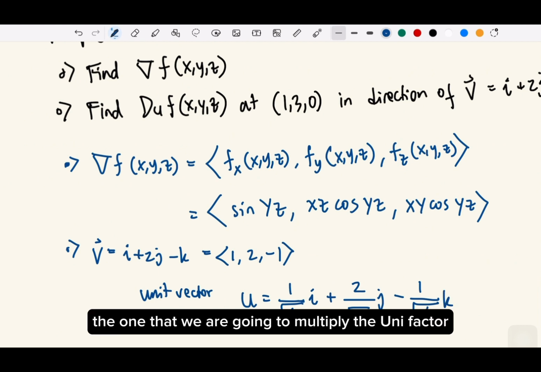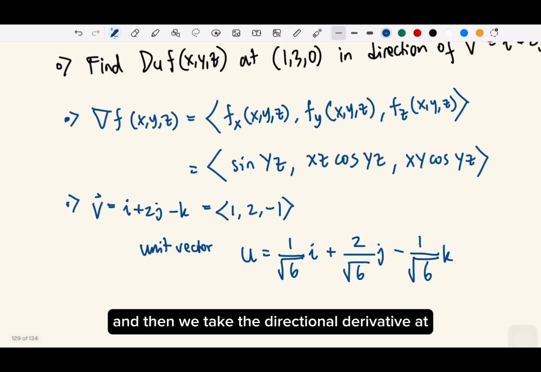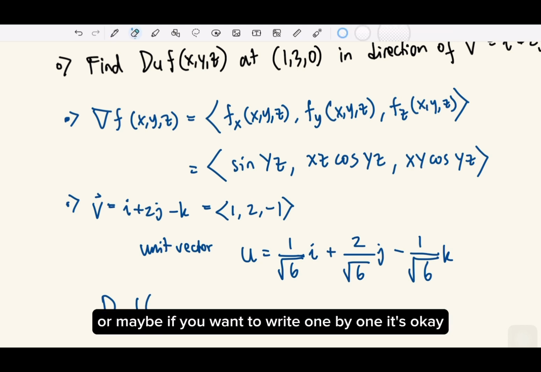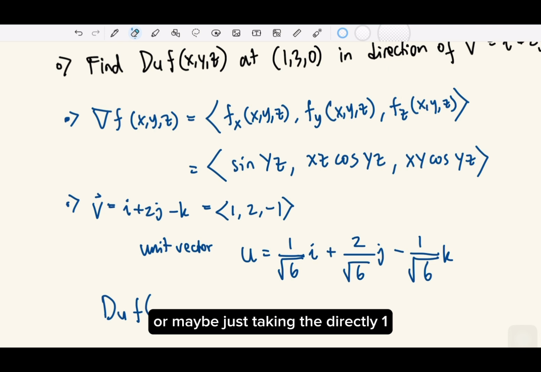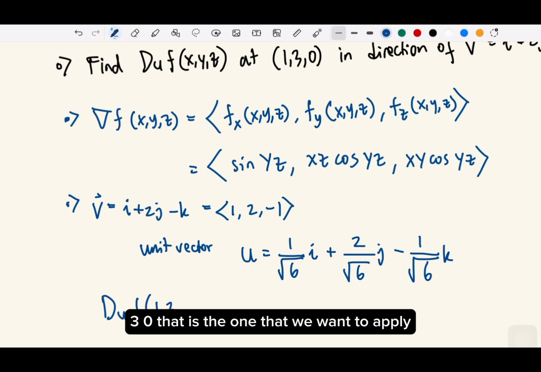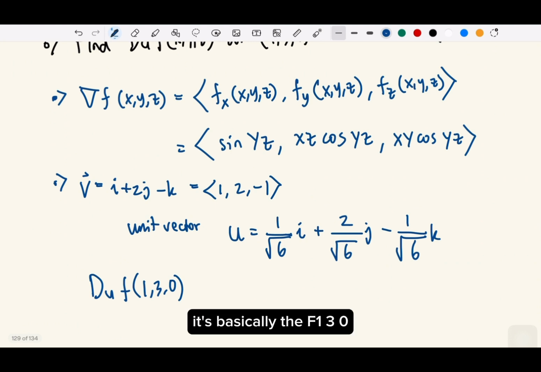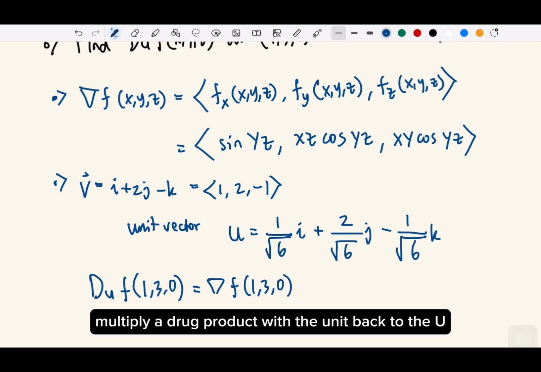The one that we are going to multiply is the unit vector. And then we take the directional derivative at (1, 3, 0), that is the one that we want to apply. It's basically del f at (1, 3, 0) multiplied, or dot product, with the unit vector u.